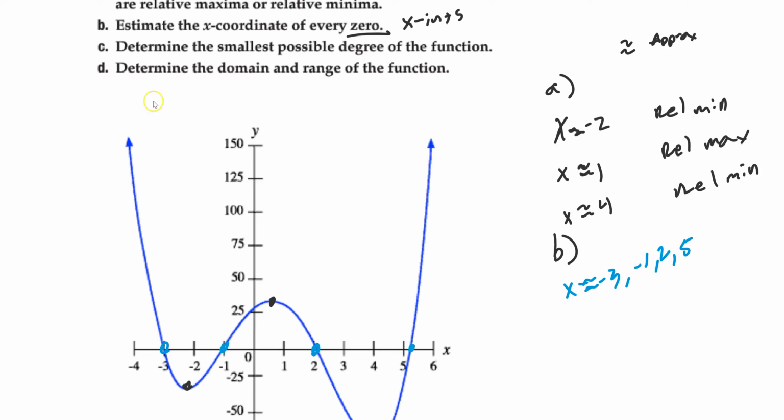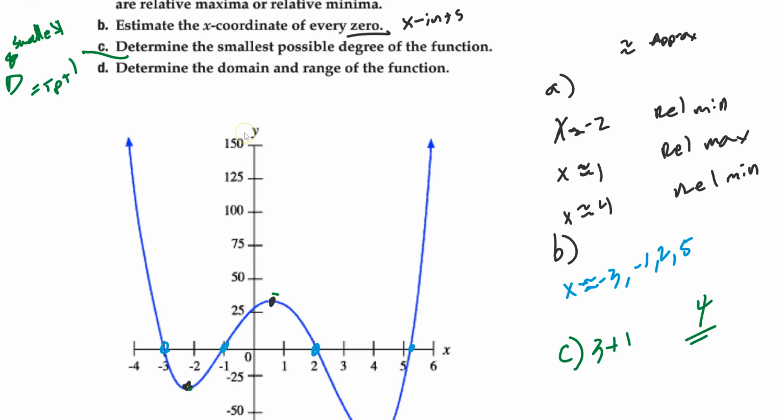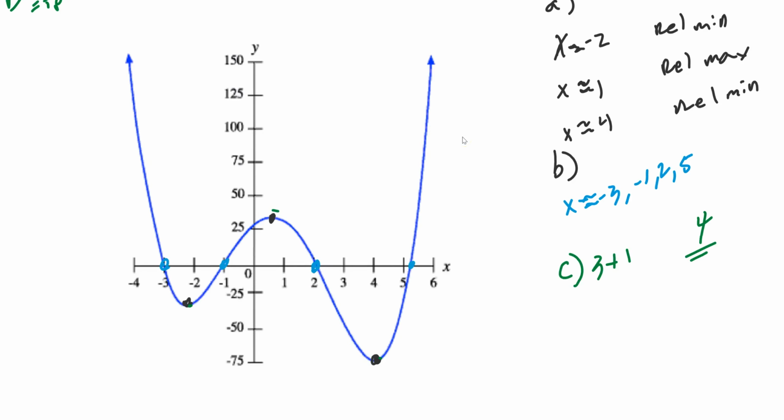C: Determine the smallest degree of the polynomial. Remember, for that one we knew the formula: smallest degree equals turning points plus 1. We have 3 turning points, so C is going to be 3 plus 1, or 4. It's an x to the fourth graph at the very least. And look at it, it makes sense. It's an even function, right? They both go up. Next, find the domain and range of the function, the thing we just talked about.